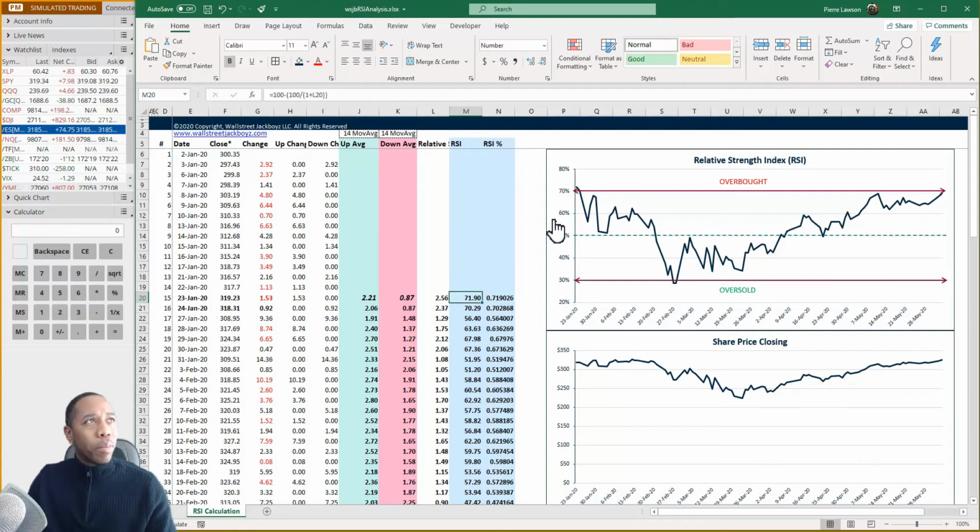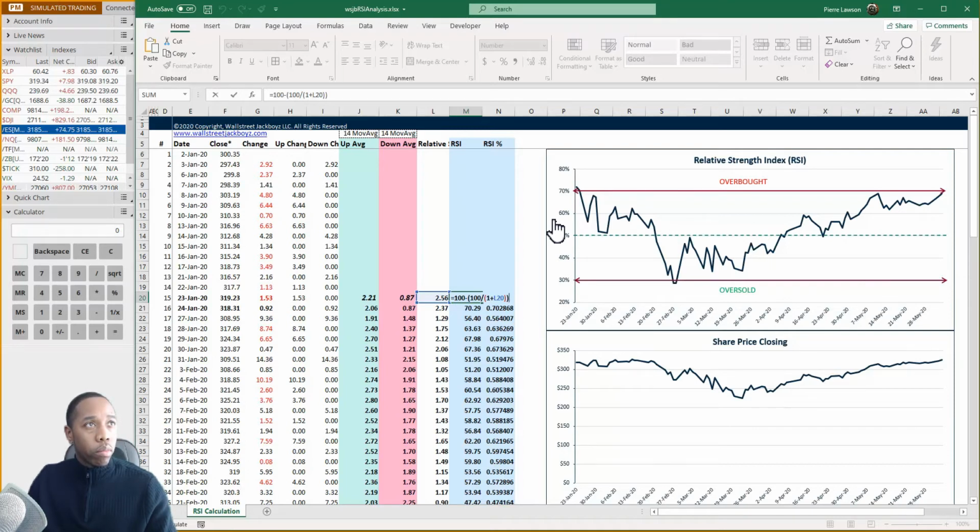And then this next column here, these are the same functions. This is the relative strength index. So this is how we're going to get the relative strength index. The formula is to take 100 minus 100 divided by 1 plus the relative strength number that we just computed over there.